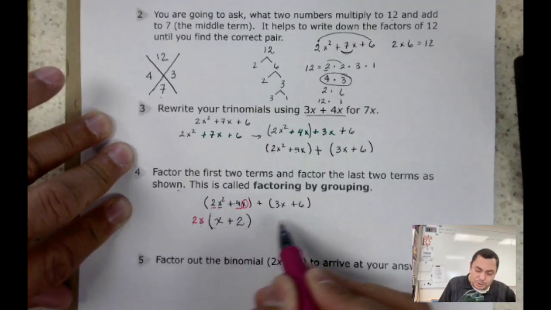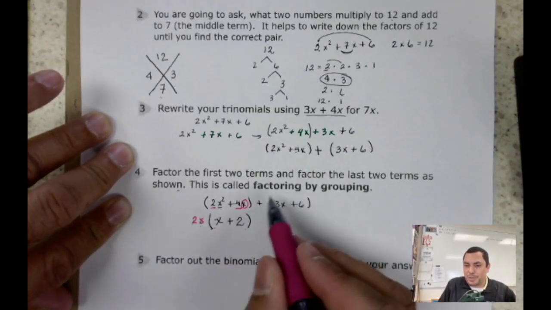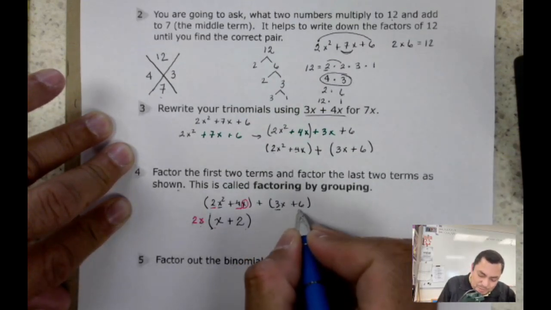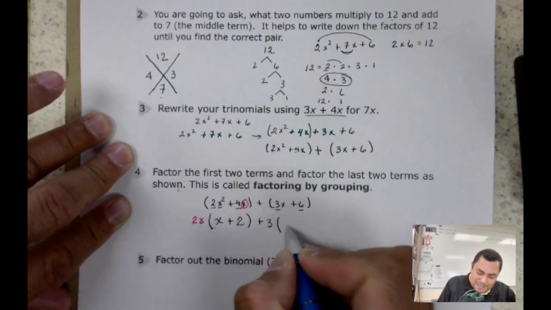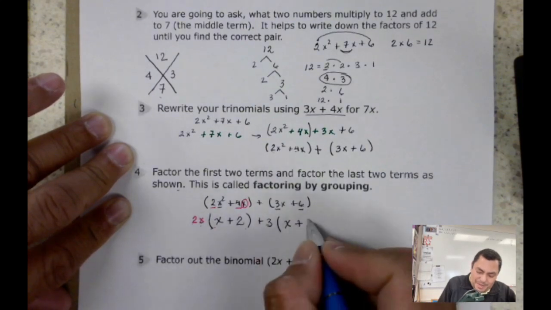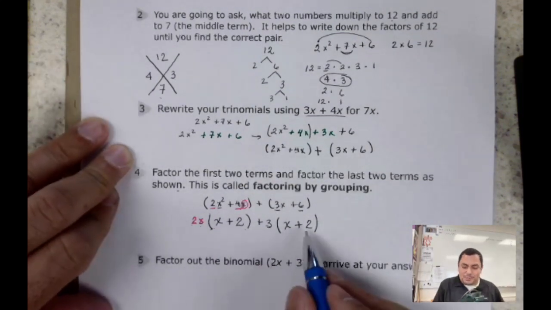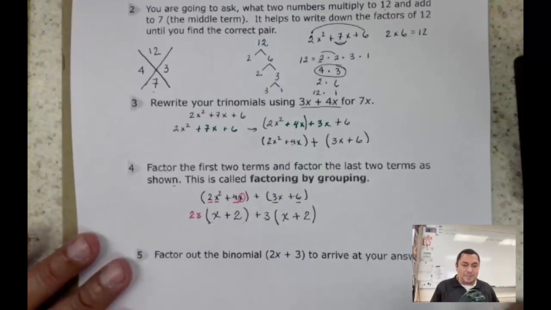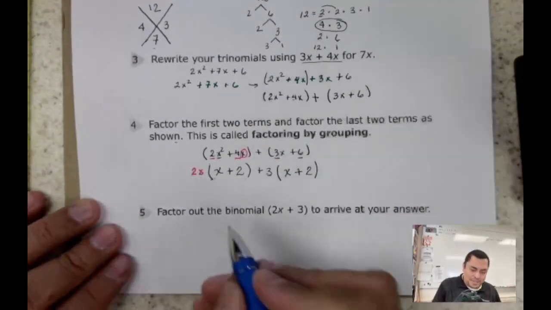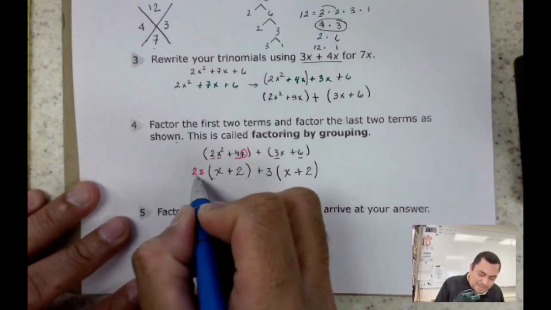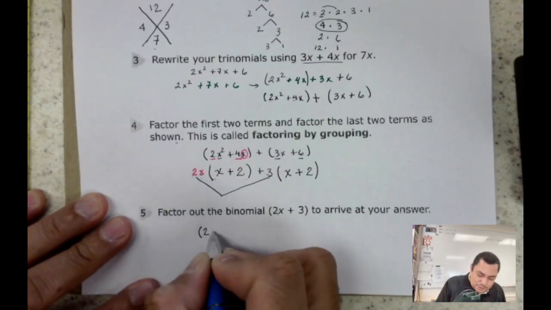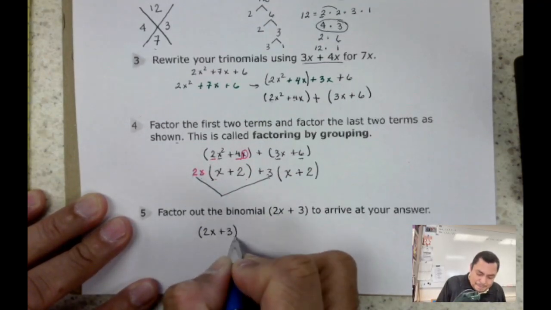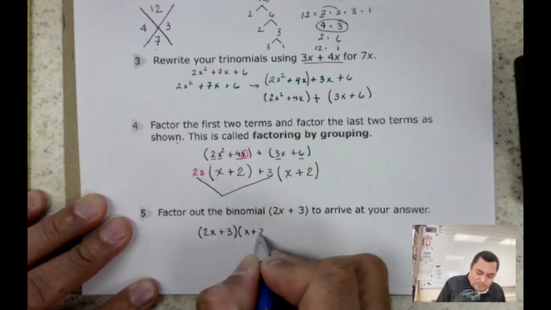Now, if you have x plus 2, you have to get x plus 2 in this second term. So what is the greatest common factor? It's going to be 3, plus 3. Okay, so parentheses: 3 divided by 3 is 1, so you only have x, plus 6 divided by 3 is 2, and I have x plus 2. And finally, it says factor out the binomial. Remember that you have this one here. Factor out that binomial, so we're going to have 2x plus 3 and x plus 2.